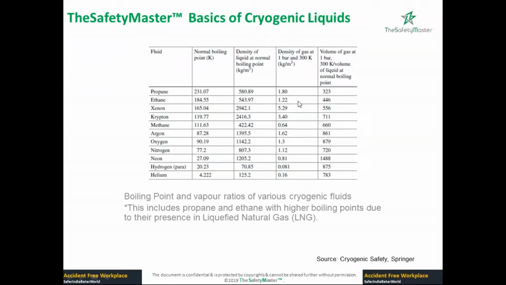And also you need to look at the density of gas, because some of the gases may be heavier than air. For example, nitrogen is heavier than air. If you look at hydrogen, it is lighter than air, 0.081. Helium is also lighter than air. So you need to understand its properties, and based on this, those hazards can be determined. Similarly, densities and boiling points.